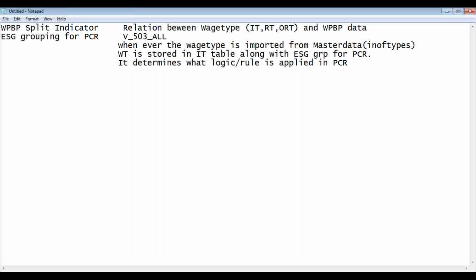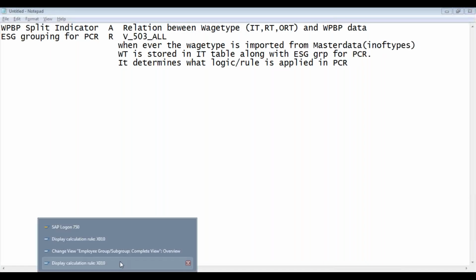For the WBPP split indicator, we use the alphabet A, and to represent employee subgroup grouping for PCR, we use the alphabet R. These are the indicators to identify the split, or to work with the split indicators. Where are we going to use A and R? We will discuss this later.